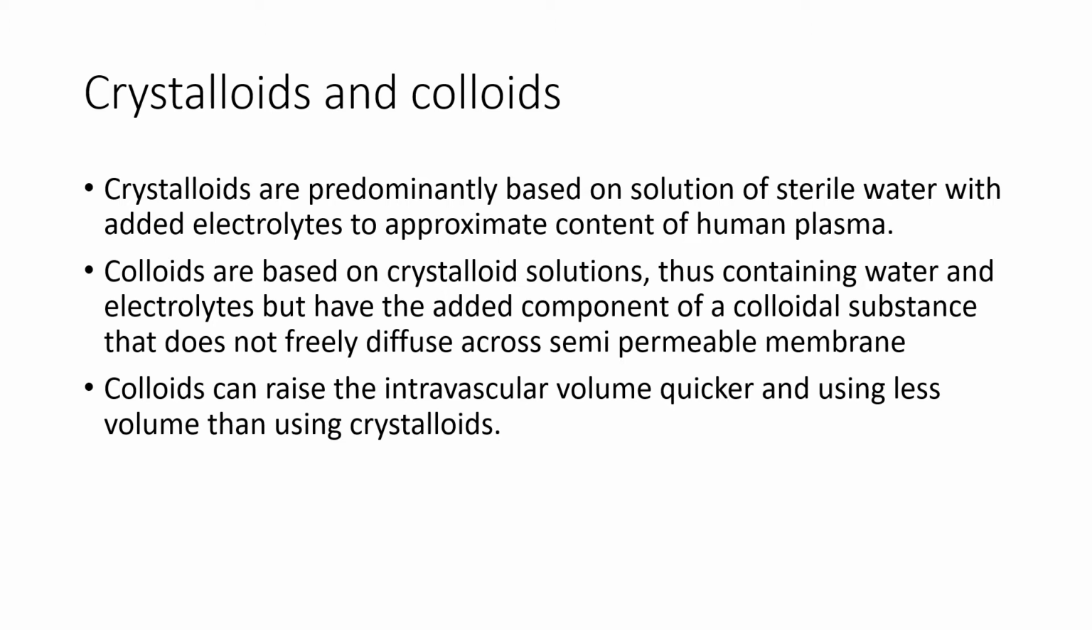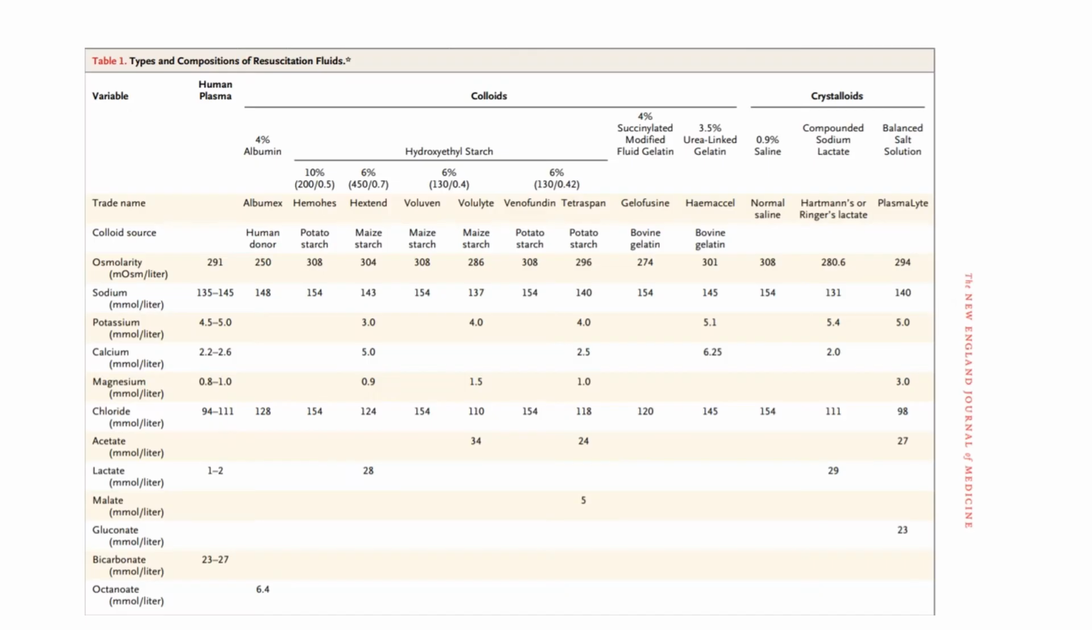Coming to crystalloids and colloids, crystalloids are predominantly based on solutions of sterile water with added electrolytes to approximate the content of human plasma. Colloids are based on crystalloid solutions, thus containing water and electrolytes, but they have an added component of a colloid substance that does not freely diffuse across any semi-permeable membrane. So colloids can raise the intravascular volume quicker and using less volume than crystalloids.